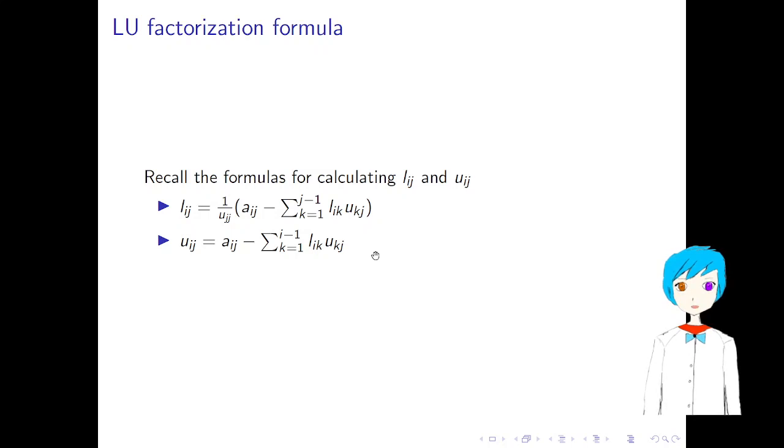Note, here we always start from the first row of the upper triangular matrix U, and then the first column of L, and then the second row of U, and then the second column of L. We proceed until we calculate all rows of U and all columns of L.